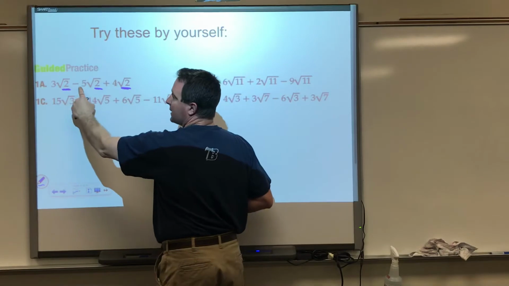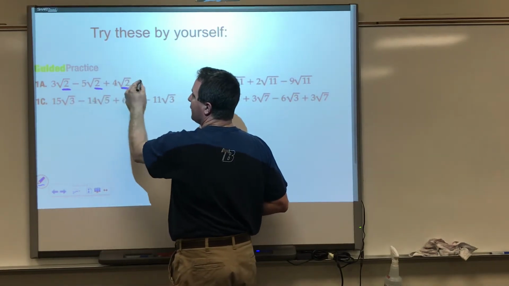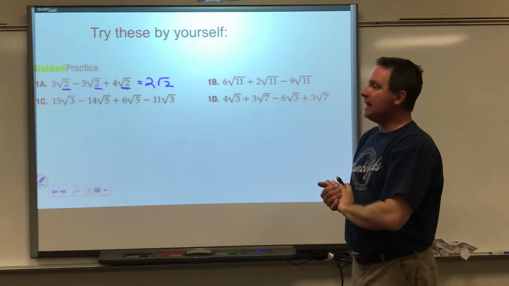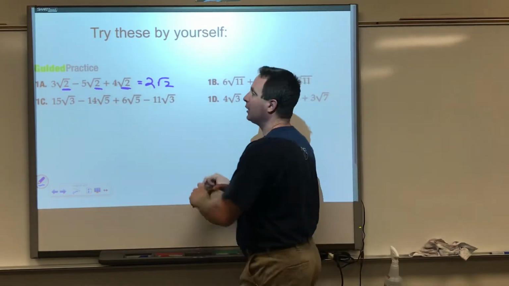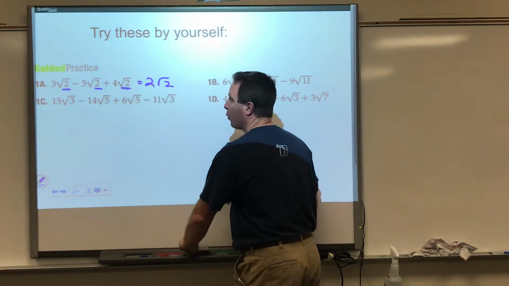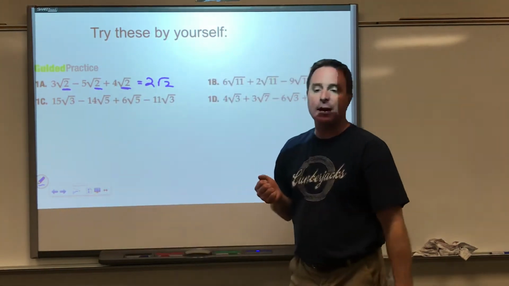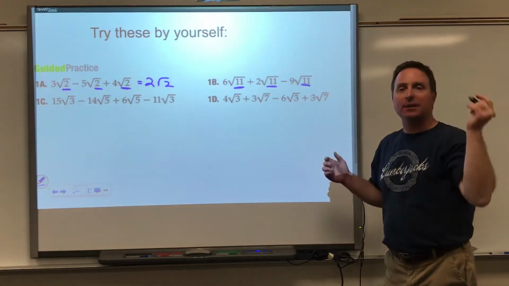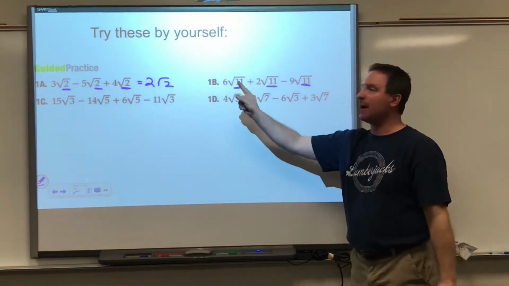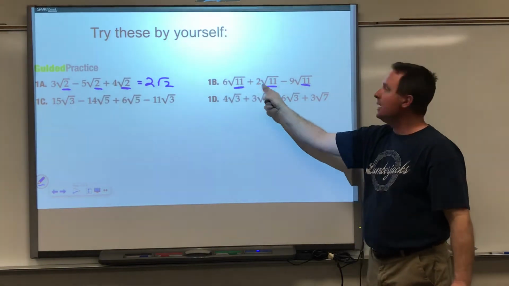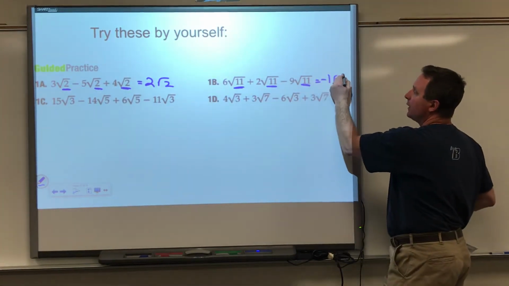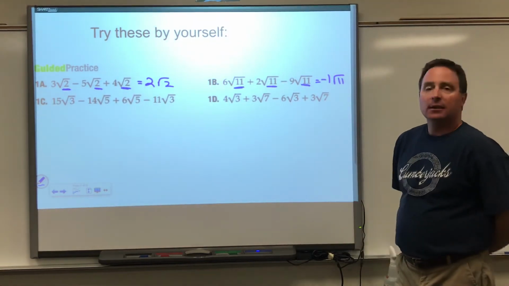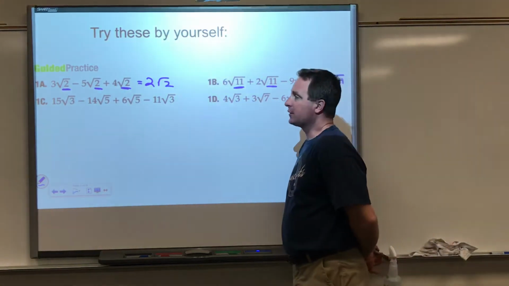This is 3 minus 5 is negative 2, plus 4 is positive 2 square roots of 2. And when we add and subtract these, notice again, the radical part itself does not change. We're just counting how many square roots of 2's that we have. When I look at the second one, they're all square roots of 11. Again, they're all like terms, so let's combine them. 6 plus 2 is 8, and 8 minus 9 is negative 1 square roots of 11. Letter C here.